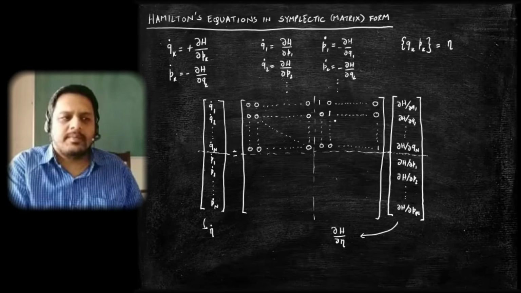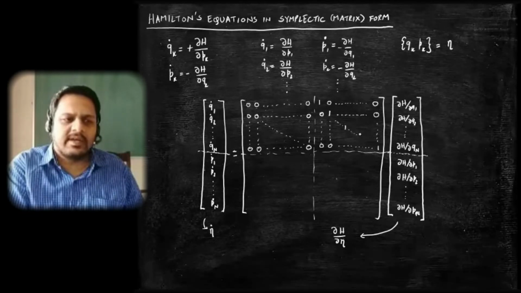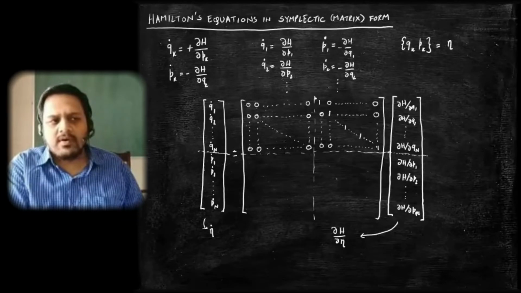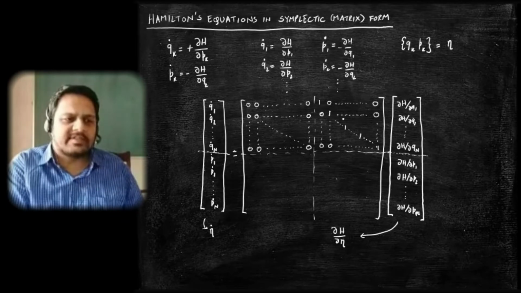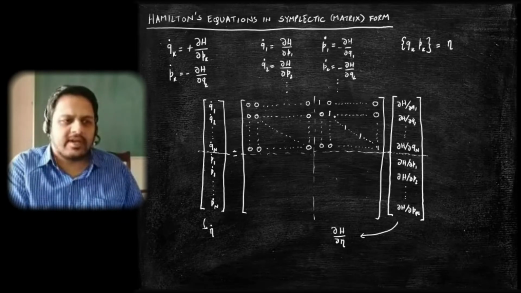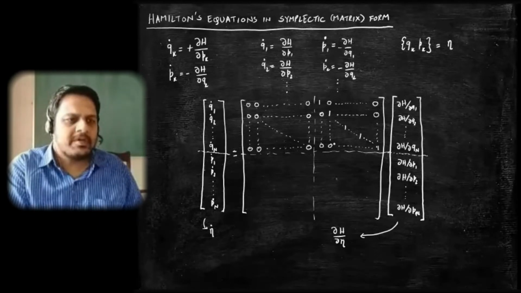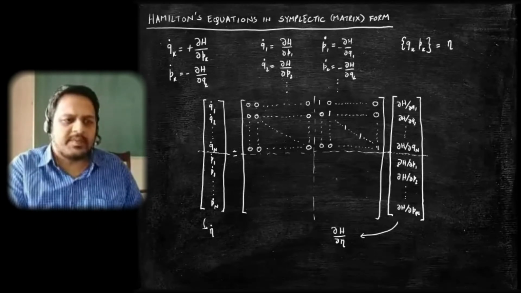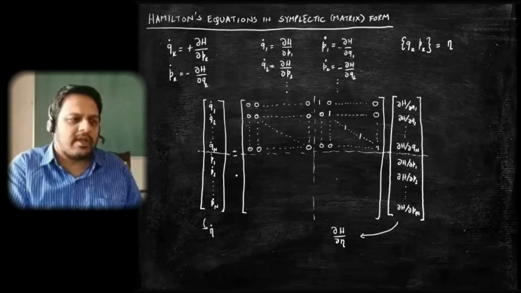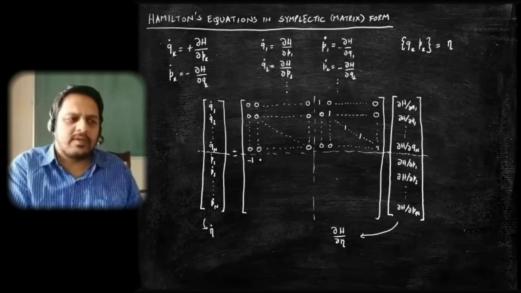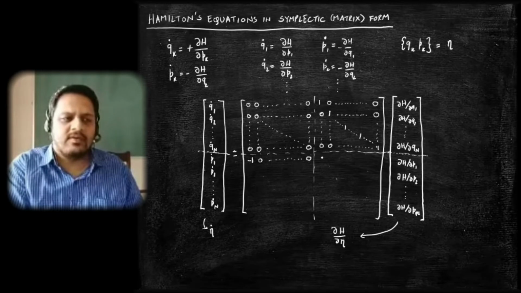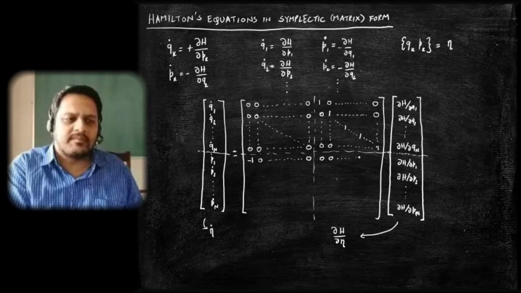And there will be ones along the diagonal, just for your reference. All the diagonal elements in this part of the matrix, along the diagonal of this sub matrix, this quarter matrix which you have, in its diagonal everyone will be 1. Okay. That is because q1 dot is plus ∂H/∂p1. Similarly, if you go to the lower half of the matrix, what you will find is p1 dot is equal to minus 1 times ∂H/∂q1 plus 0 times ∂H/∂q2, and so on till ∂H/∂qn, everything is 0, and later on also everything is 0.